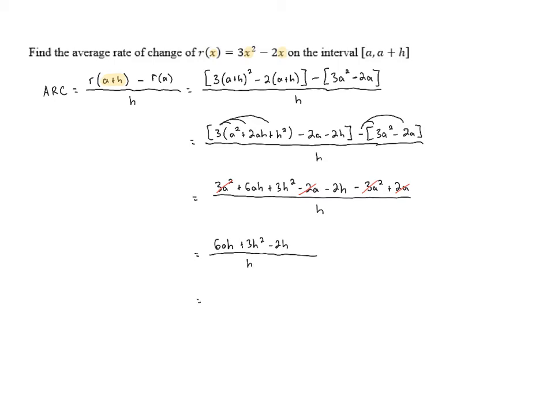And now what we can do is we can actually split this up and divide each of these terms by h individually. So it looks like this when we split it up. And then when we divide in each of those, in the first one, we're going to be left with 6a, plus in the next one, 3h, and then minus 1. So the average rate of change for this function on the interval from a to a plus h is going to be 6a plus 3h minus 1.